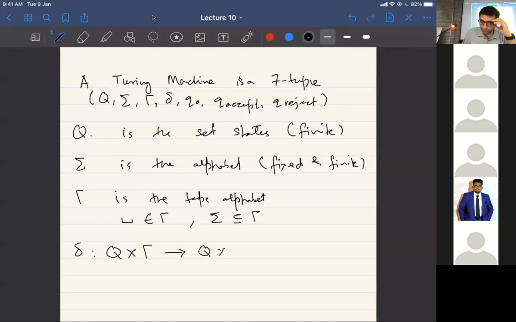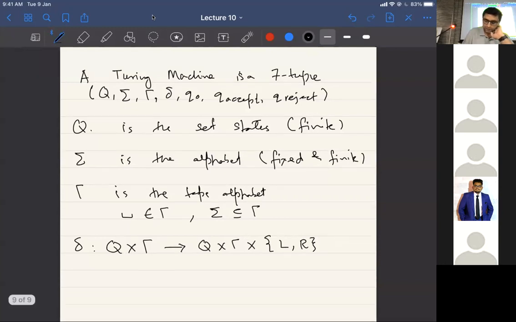And based on it, it will also decide what to write back on the tape. Should it write anything on the tape? Should it ignore it or whatever, right? And it also would decide which direction to move the head of the machine, whether to the left direction or to the right direction. So this L means move the head to the left, R means move the head to the right. So this is our transition function. The rest are very easy.